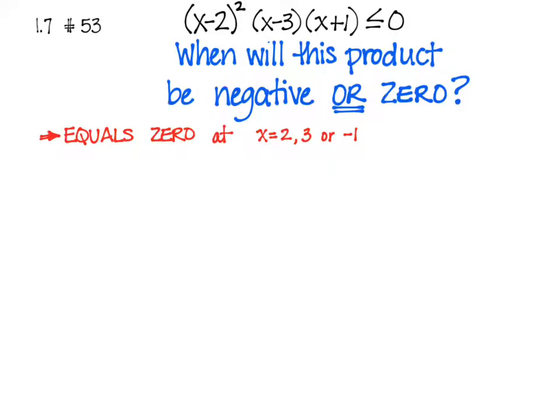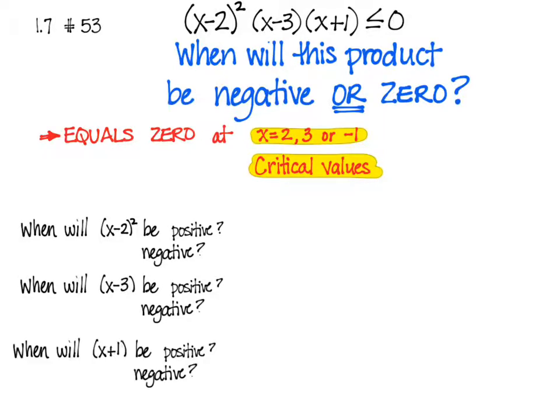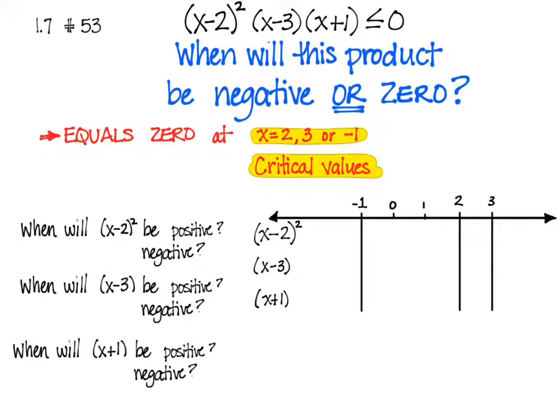It will be equal to 0 when any one of those factors equals 0, so therefore those 3 points are what are known as the critical values. The big question becomes, then, each one of those factors, their signs, positive and negative. So we have these questions, and you can organize it in many different ways, but the most convenient way to organize it is with a number line. And so we can just start plugging in to figure out when they will be positive and negative.